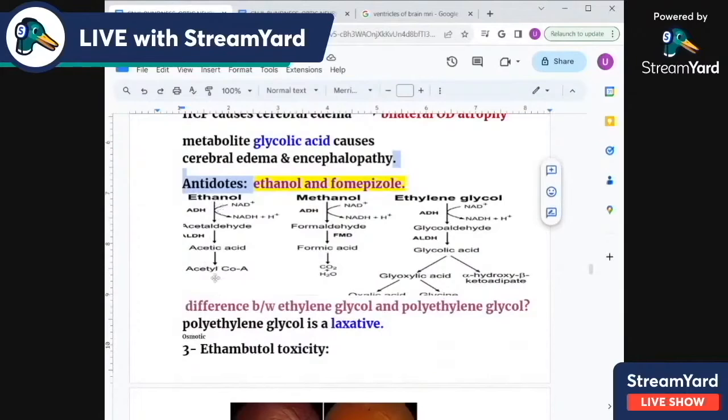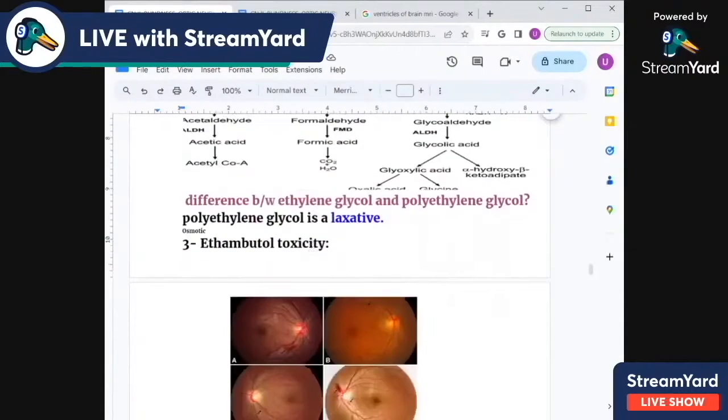So this is the comparison between the three substances and their end products. Ethanol produces acetyl-CoA, methanol produces toxic formic acid and formaldehyde, and ethylene glycol produces glycolic acid, which is converted into glyoxylic acid. So it's a funny question here. What's the difference between ethylene glycol and polyethylene glycol 3350? Polyethylene glycol is a laxative. It's not absorbed. It causes osmotic effects on the intestine, producing stools.